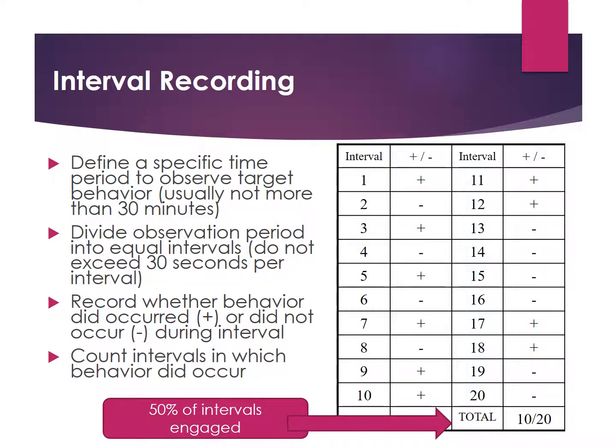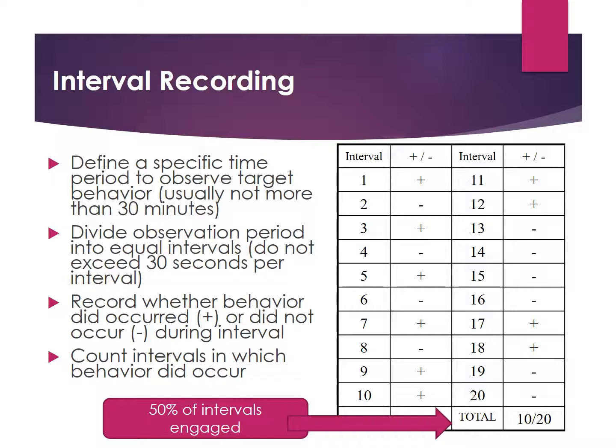When using interval recording, you need to define a specific time period to observe the target behavior in the student. Usually these observations are not more than 30 minutes in length. After you've defined that specific time period, you need to divide the observation period into equal intervals. Typically these intervals are seconds in length and are not exceeding 30 seconds. So anywhere between 10 to 30 seconds is probably a good interval length, according to the literature.